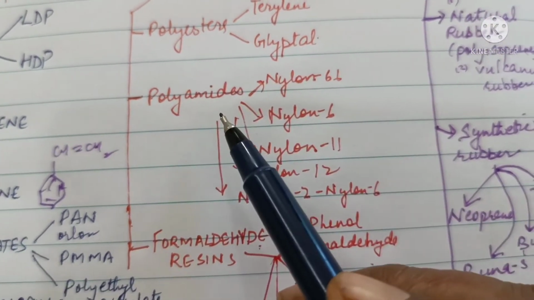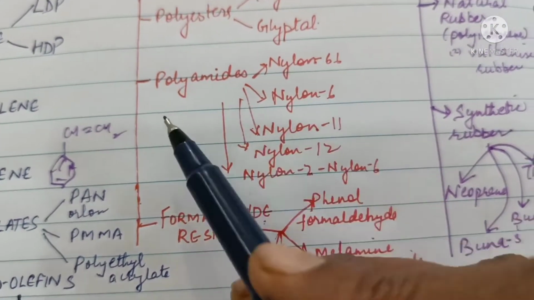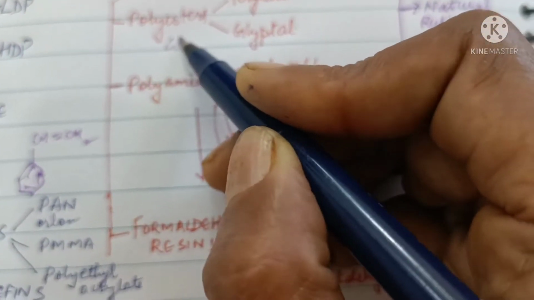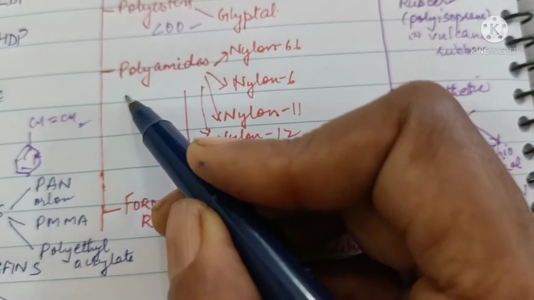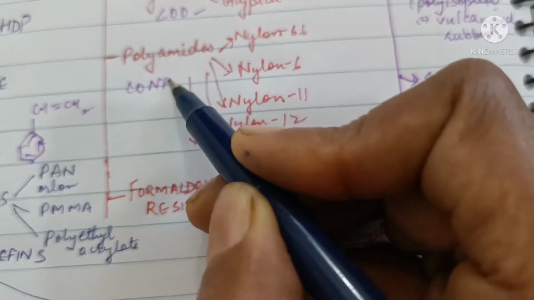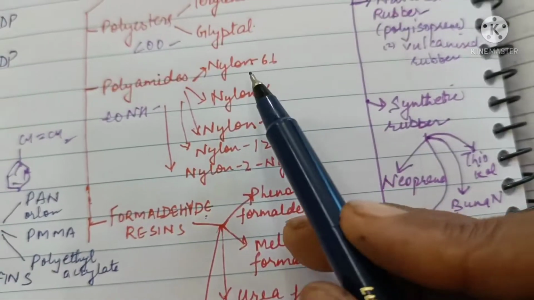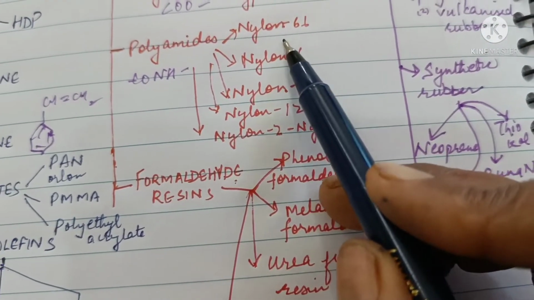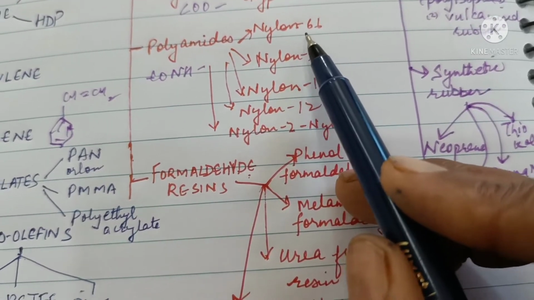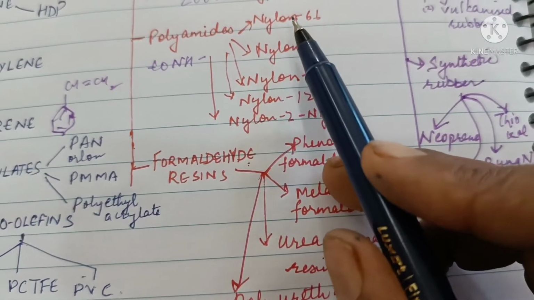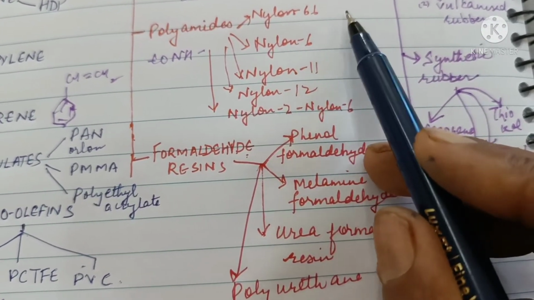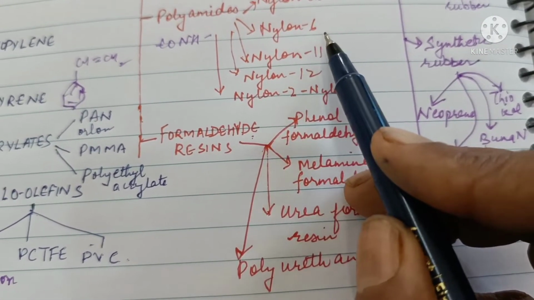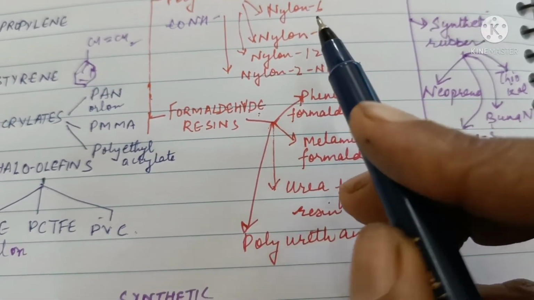We did polyamides, all having the amide linkage. Here it is the ester linkage, COO. Here it is the amide linkage, CONH. Then these were of these types: nylon 6,6, having two monomers having 6 carbon each, hexamethylenediamine and adipic acid. Then nylon 6 was a polymer of only one monomer, caprolactam.